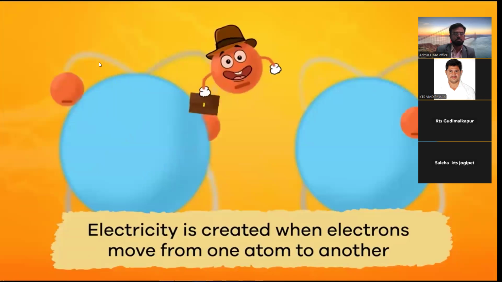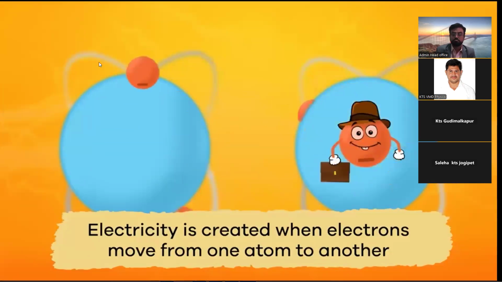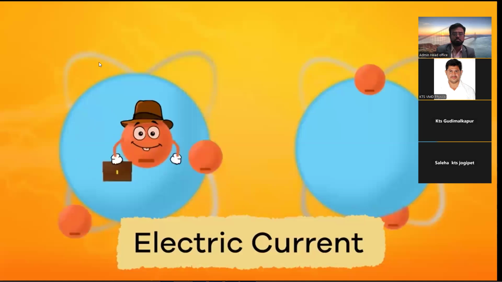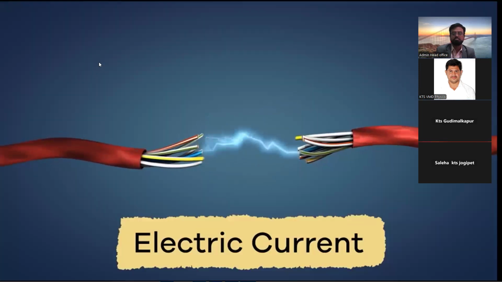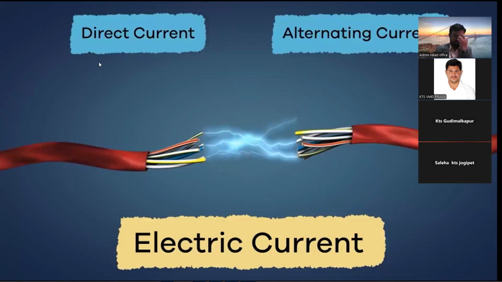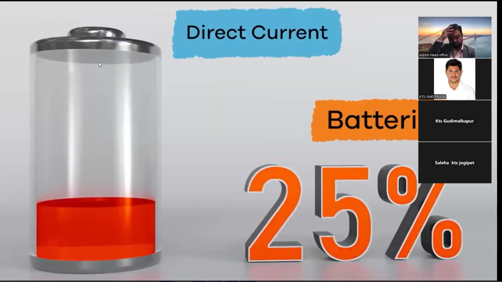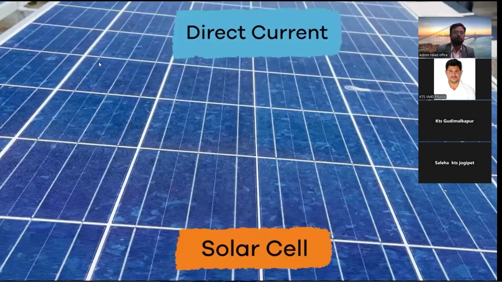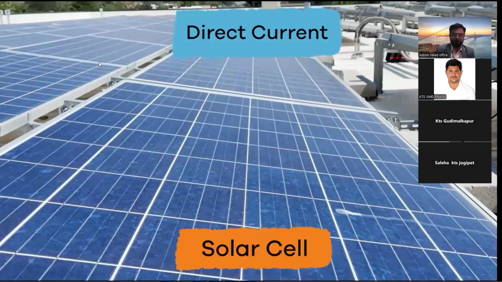Electricity is created when electrons move from one atom to another. When the electrons are moving, they produce something called an electric current. There are two types of electric currents, direct current and alternating current. Direct current is the power that comes from batteries, fuel cells, and solar cells.